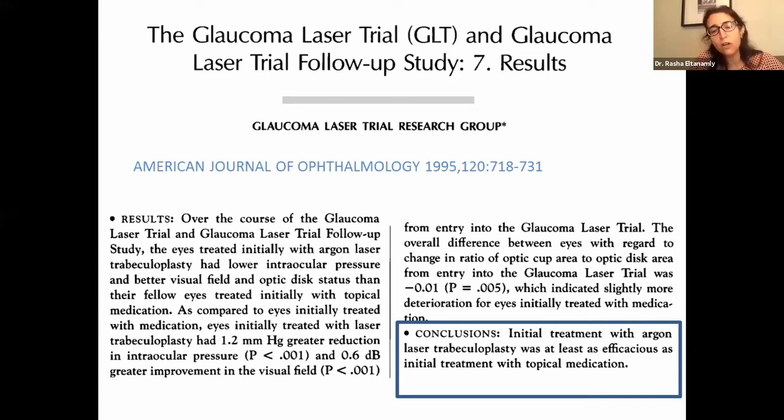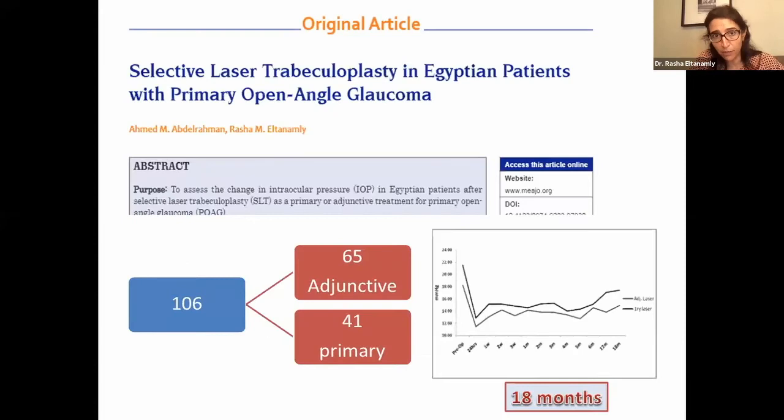So we had this very respectable trial on the use of argon laser trabeculoplasty as a primary or first modality of treatment as compared to the beta blockers, which was then the preferred medication as first line of treatment. But now we have actually abandoned argon laser trabeculoplasty in our practice in favor of SLT, or selective laser trabeculoplasty.